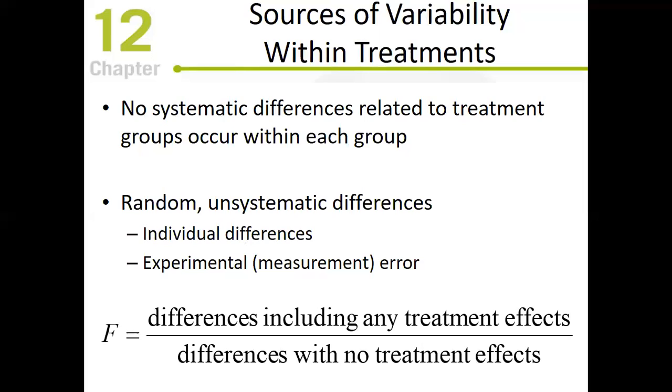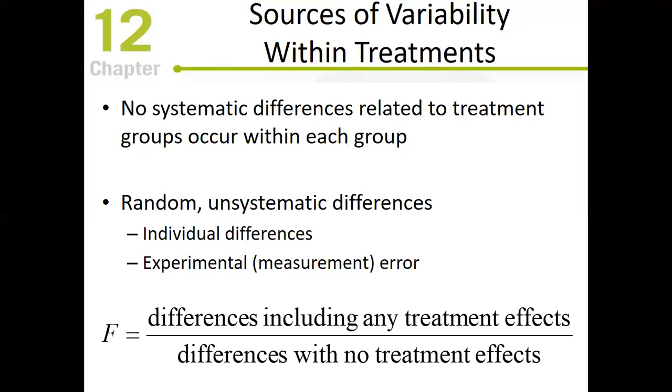The denominator is essentially a measure of unsystematic effects, noise that exists that's not due to the treatments. The treatments aren't producing that noise. A lot of this stuff is individual differences. It could be measurement error. It's the stuff we want to reduce.